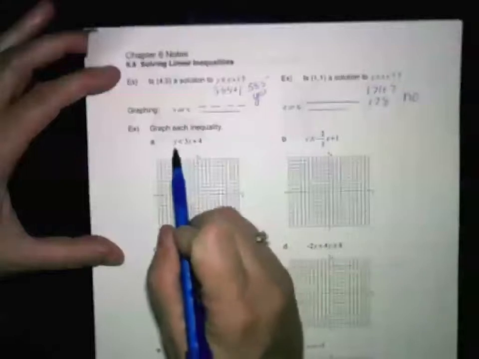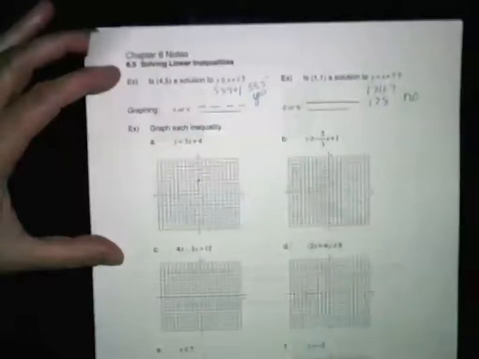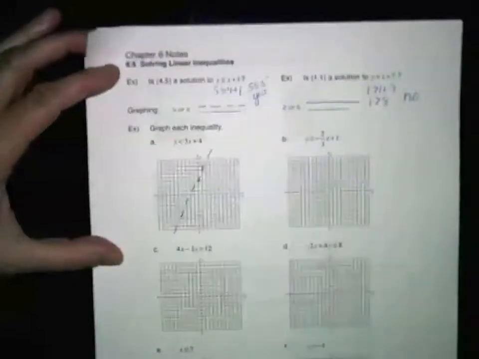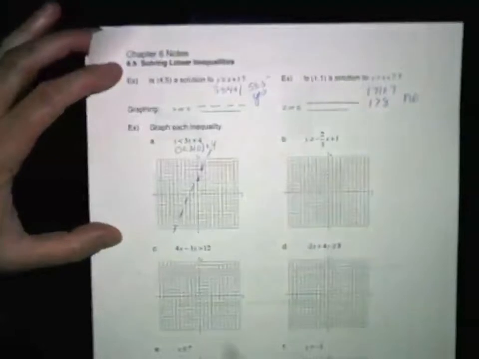So the first one we're going to graph is y is less than 3x plus 4. We're going to go here to our y-intercept, which is 4, and then from there, up 3 and 1 to the right. We are going to have a dashed line. And then what you need to do is test a point. I like to go with the easiest point possible, which is usually 0, 0.